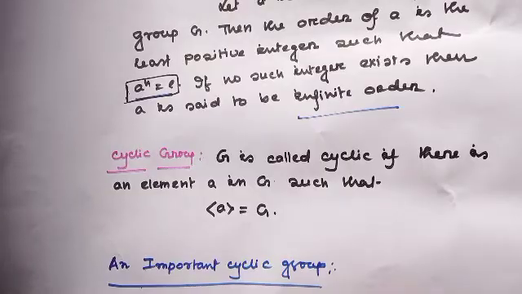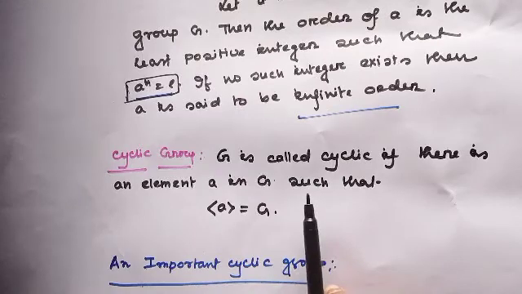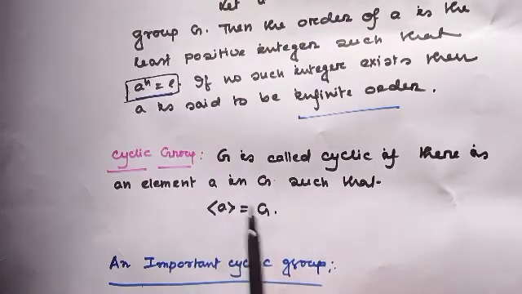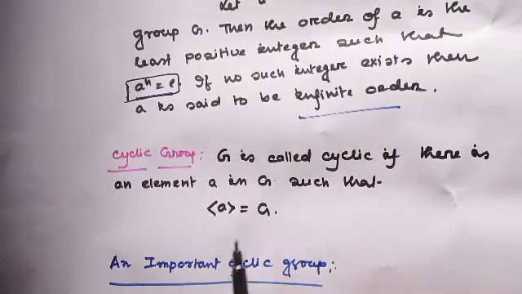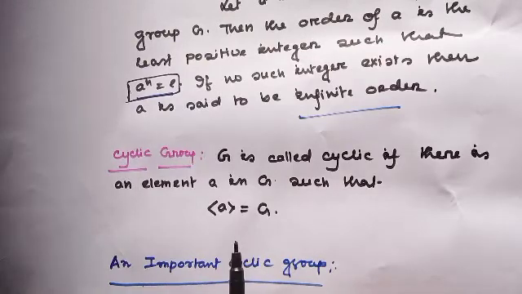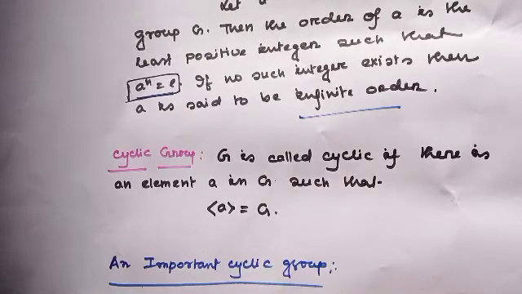I have discussed in my previous video what a cyclic group is. Now just recall it. G is called a cyclic group if there is an element A in G such that the cyclic subgroup generated by A equals the group itself. Then the group is called a cyclic group, which I have discussed elaborately in my previous video.